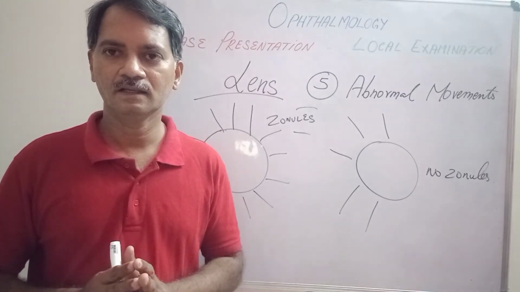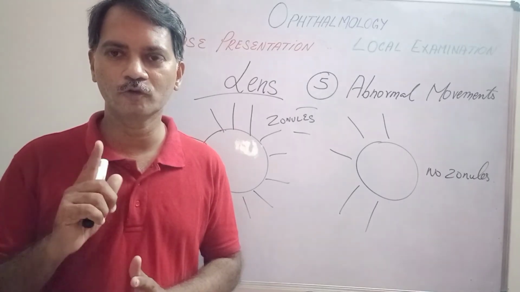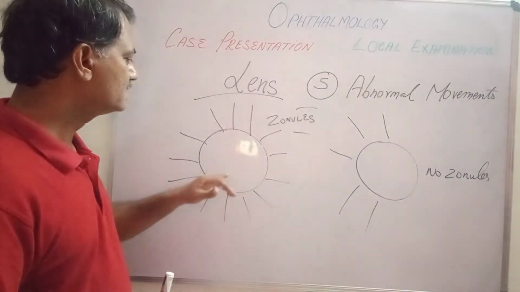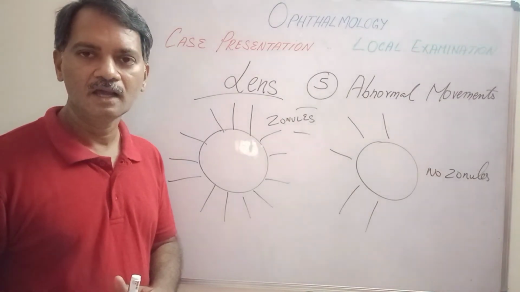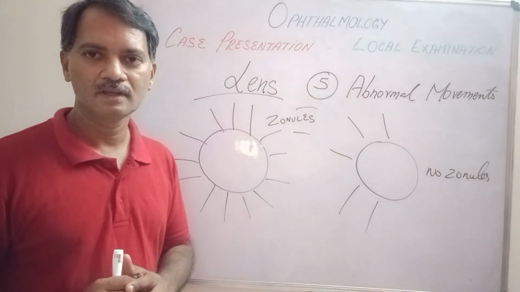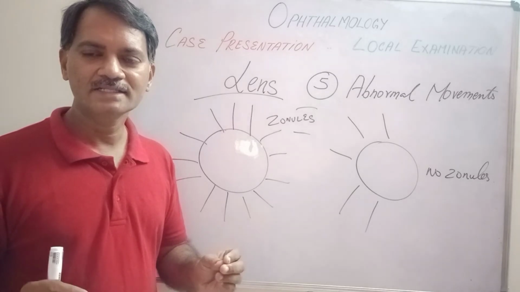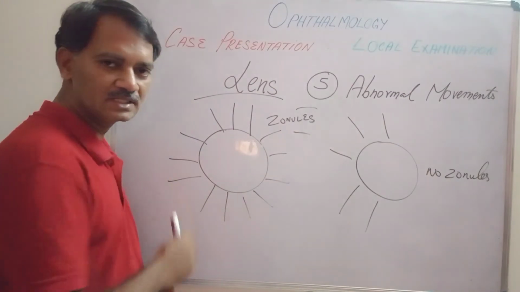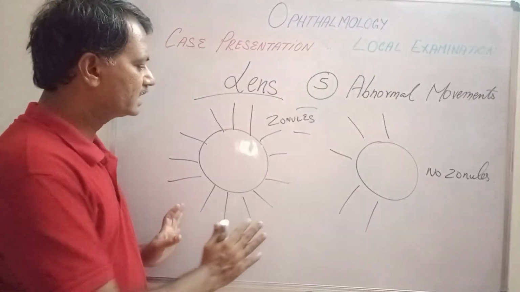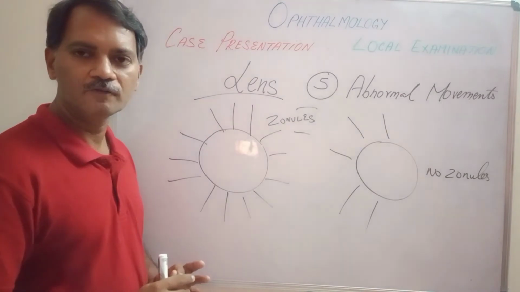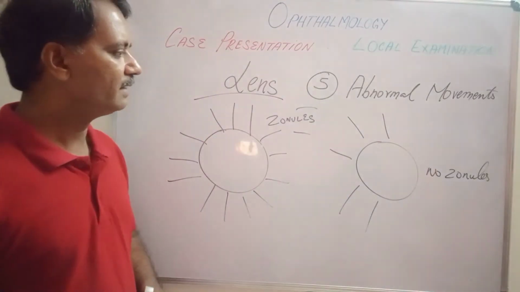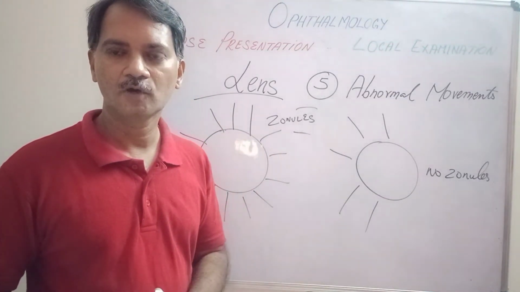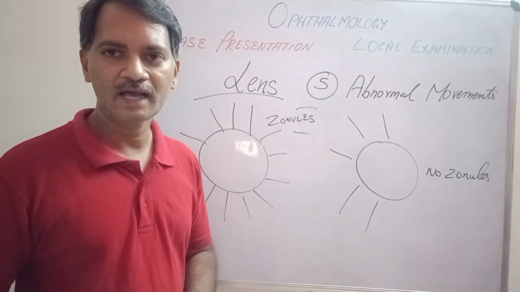Final thing, when you examine the lens, you should look for abnormal movements. As all of you know, the lens is held in its position by the zonules. These zonules attach the lens to the ciliary body. The zonules are present all 360 degrees. If the zonules are intact, the lens will not have abnormal movements. Sometimes, if some part of the zonules are broken or very weak, what will happen?